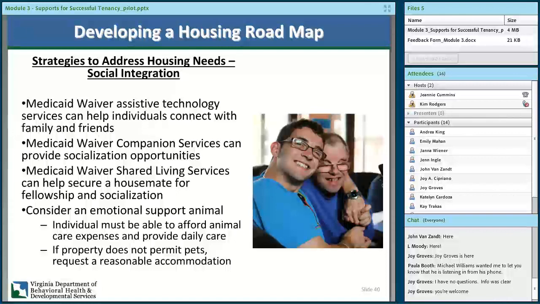Third, you could examine whether the individual knows someone who could be a housemate that provides fellowship and socialization. The waiver shared living service can be used to reimburse the individual for a portion of the housemate's rent, utilities, internet, and food. And lastly, consider whether the individual could benefit from an emotional support animal. The individual must be able to afford animal care expenses and provide daily care, or have a support person who can assist with the daily care of the animal. If the property the individual plans to move into does not permit pets, you may need to help the individual request a reasonable accommodation to their pet policy.